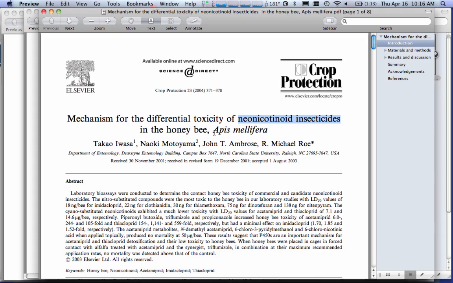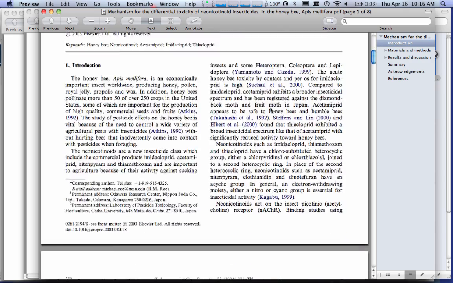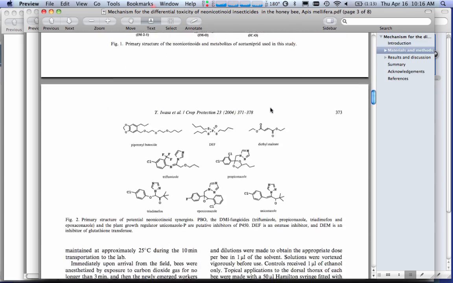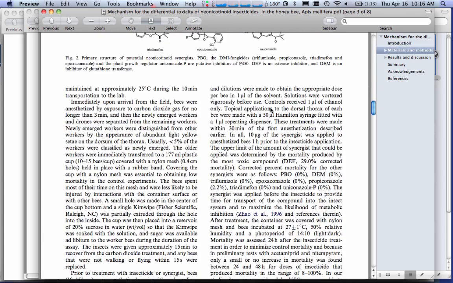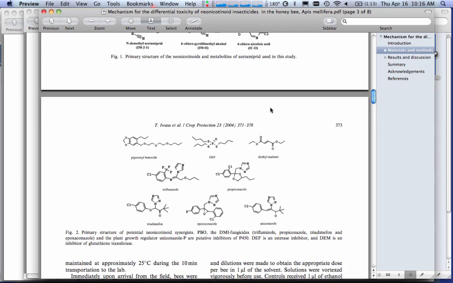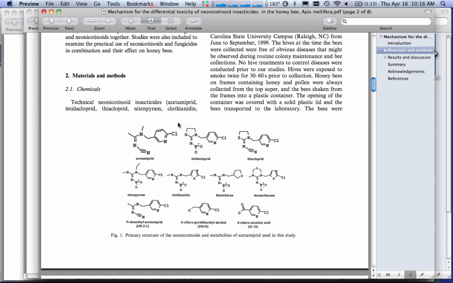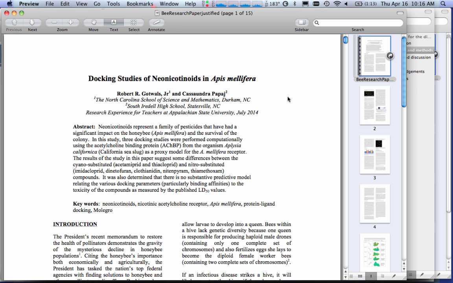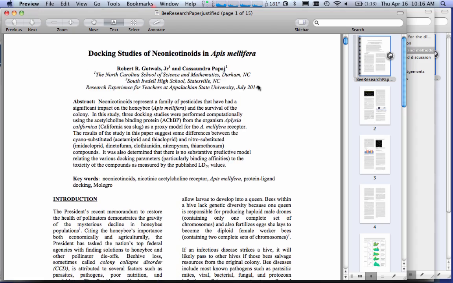So in the honeybee, which is known as Apis melliflora. This was an article that was very detailed in terms of what we know about how honeybees are being affected by these particular pesticides. And based on that, I wrote an article with a colleague from out in Statesville, North Carolina, called Docking Studies of Neonicotinoids in Apis melliflora.